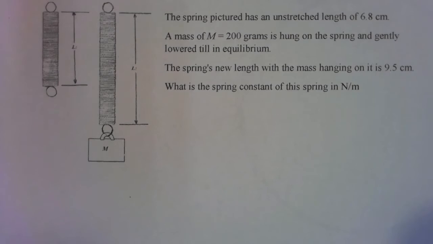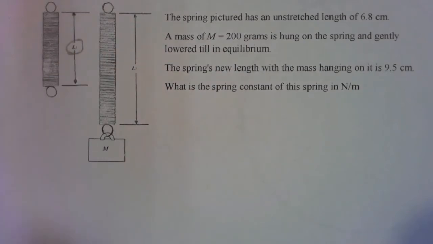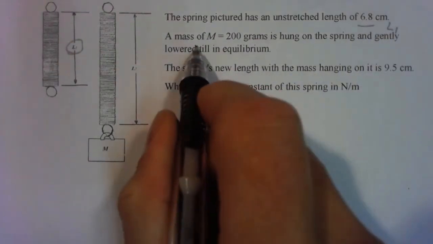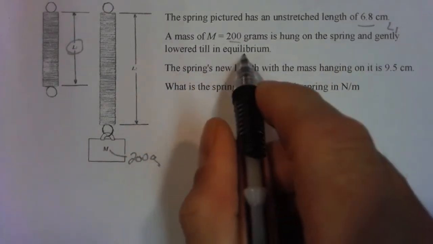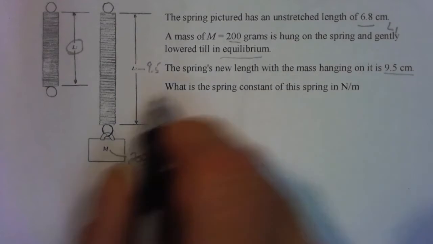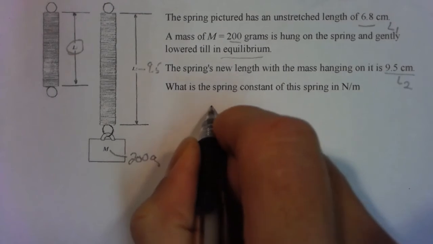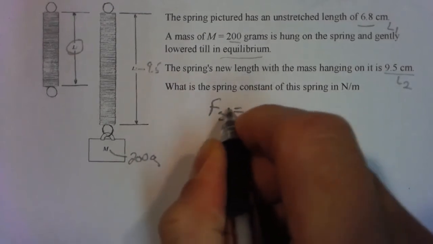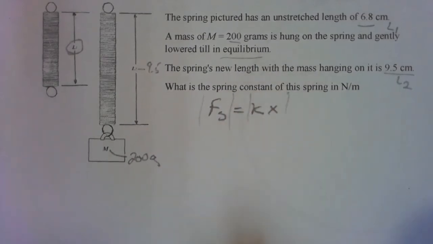All right, here's another one where we've got a spring pictured, has an unstretched length of 6.8 centimeters. That's this, L1. A mass of 200 grams, that's that, is hung and gently lowered till in equilibrium. Its new length is 9.5 centimeters, L2. What's the spring constant? Well, the force on a spring is equal to, if we're not worried about direction, K times X. Okay, not worried about direction right here.